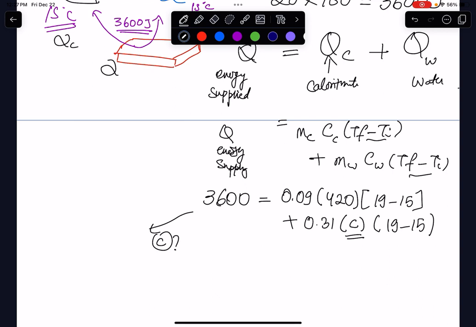So if we solve for this, 0.09 times 420 times 4, so 3600 is equal to 151.2 plus, in this case, 0.31 times 4, which is 1.24 times C, okay?